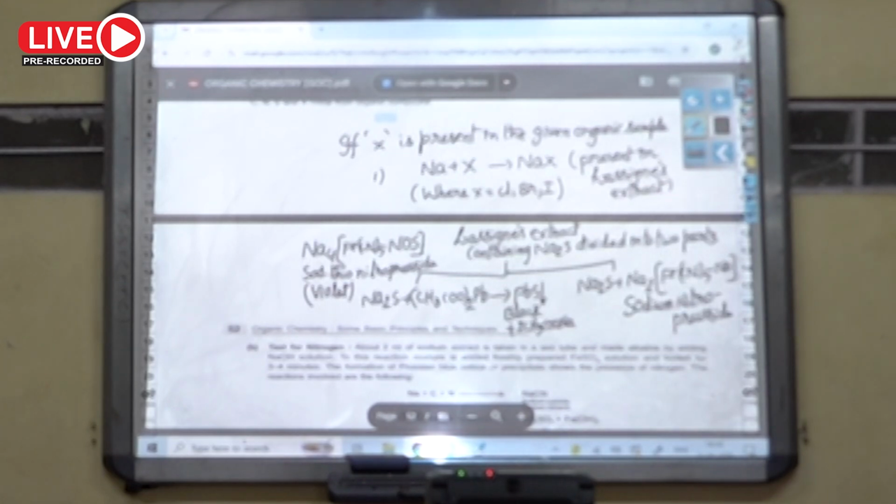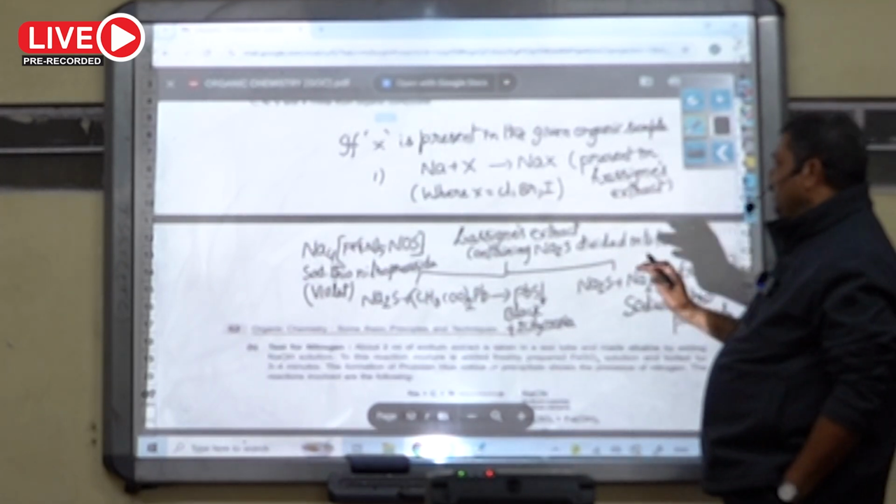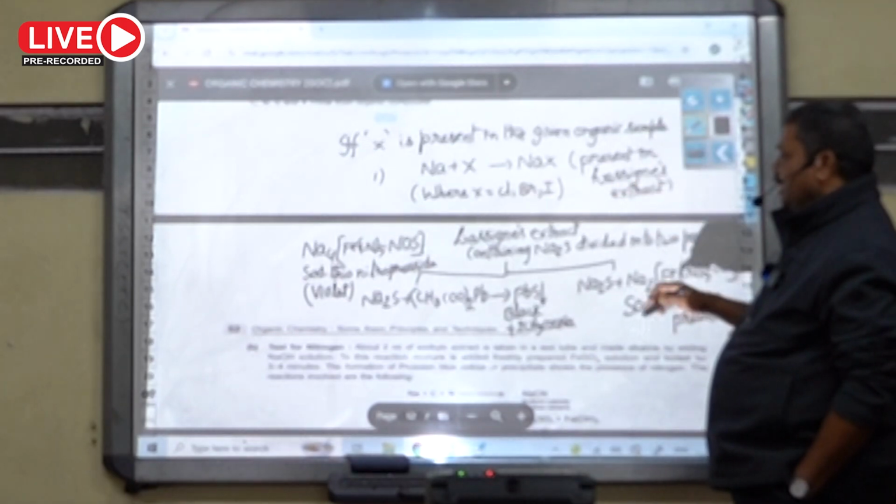In all the Lassaigne's tests, because we already mentioned that Lassaigne's extract is basic in nature, first it is neutralized with an acid. In the detection of nitrogen, the extract is neutralized with sulfuric acid. In the detection of sulfur, it is neutralized with nitric acid. Here also, the extract is neutralized with HNO3. That is the common point. But you will get sodium halide.